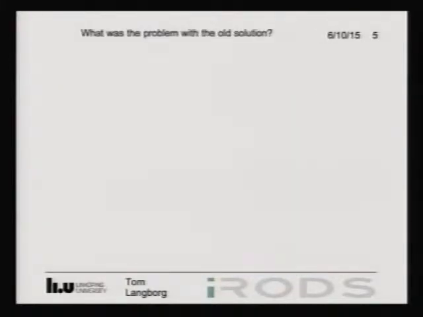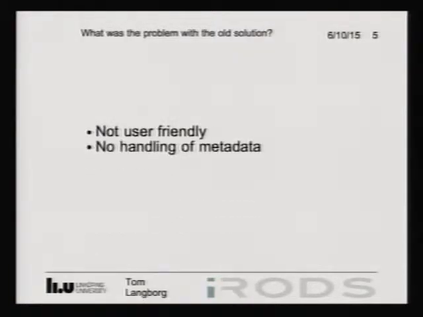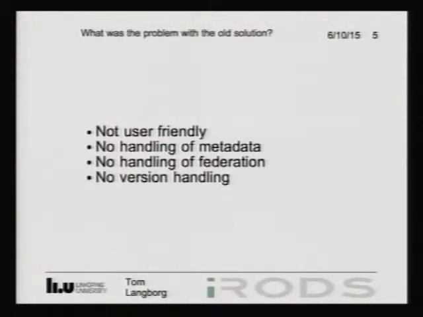So what was the problem with the old solution? It was not user friendly. It had no handling of metadata, no handling of federations, and no version handling. So we started thinking about iRODS. iRODS is much more user-friendly, and can handle metadata, federation, and version handling. What could be wrong with using iRODS?